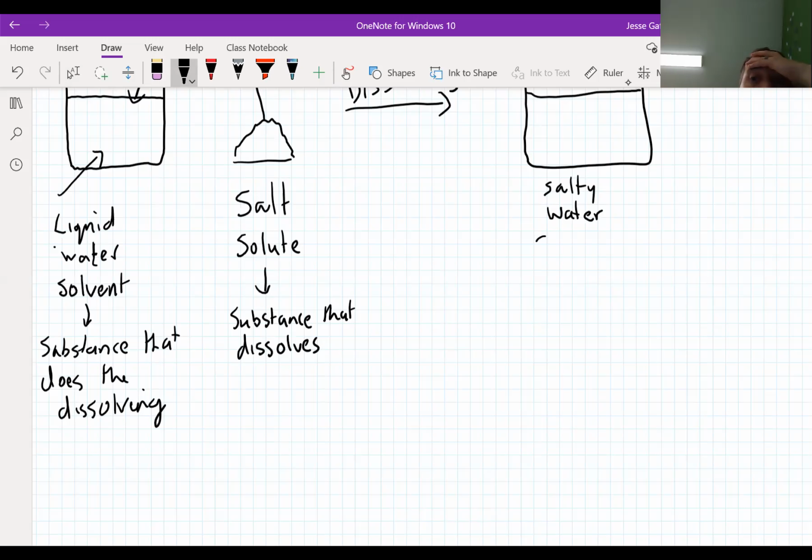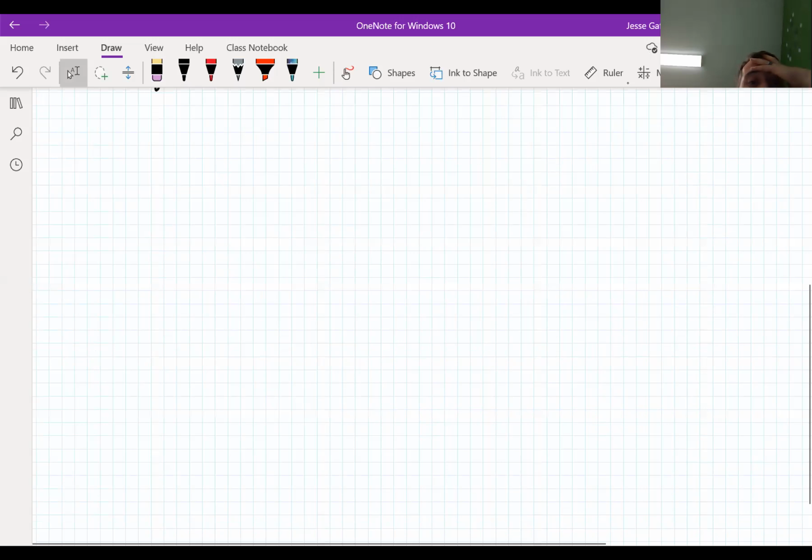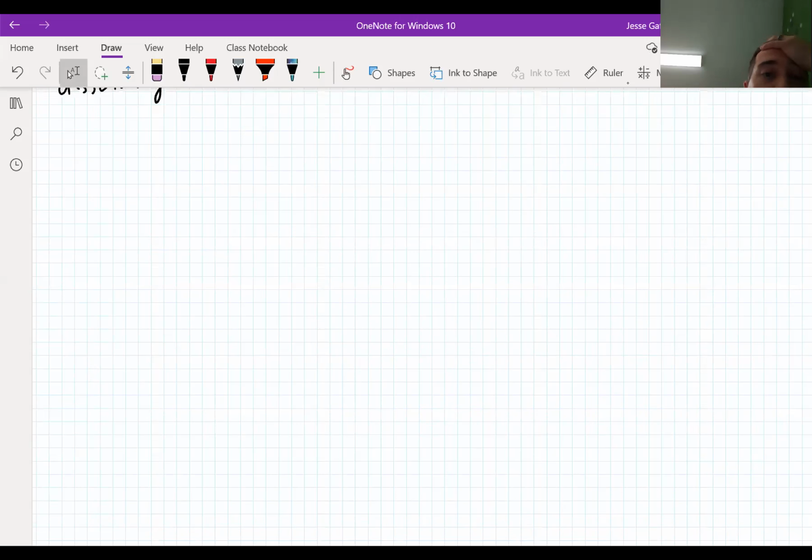If you said the solution, then well done. That is correct. So what is a solution? A solution is the solvent and solute after dissolving. Solute and solvent after the dissolving happens. Okay, well done. Now, I asked you to explain this in terms of particles.